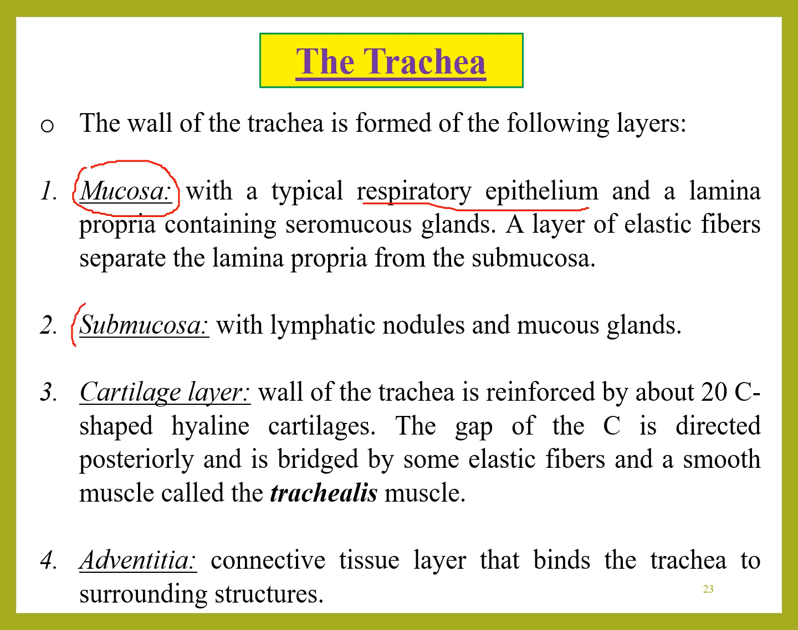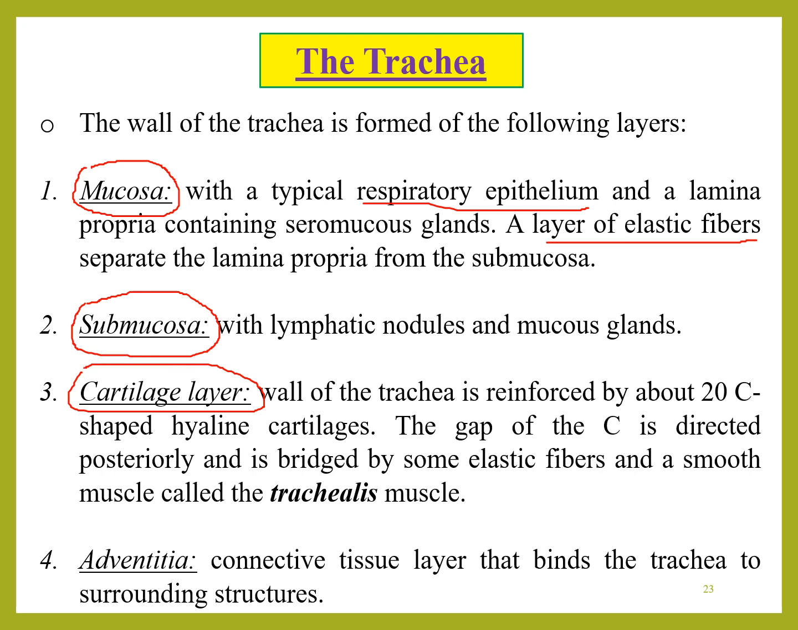Then we have submucosa. This is a connective tissue layer that contains some lymphatic nodules and mucous glands. There is a layer of elastic fibers that separates the lamina propria from the submucosa. And then the third layer of the trachea is the cartilage layer.